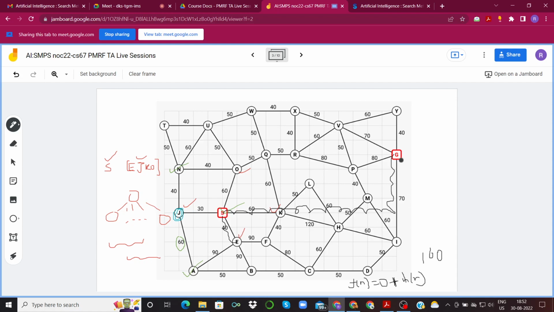I'll take another example. Let's say the Manhattan distance from X to G. What will this be? 1, 2, 3, 4, 5, 6, 7, 8, 9, 10. You are counting the squares; each unit we are counting. So the heuristic H(n) value is basically the cost from one node to the goal node. Since the destination goal node is fixed, the H(n) values will remain constant.